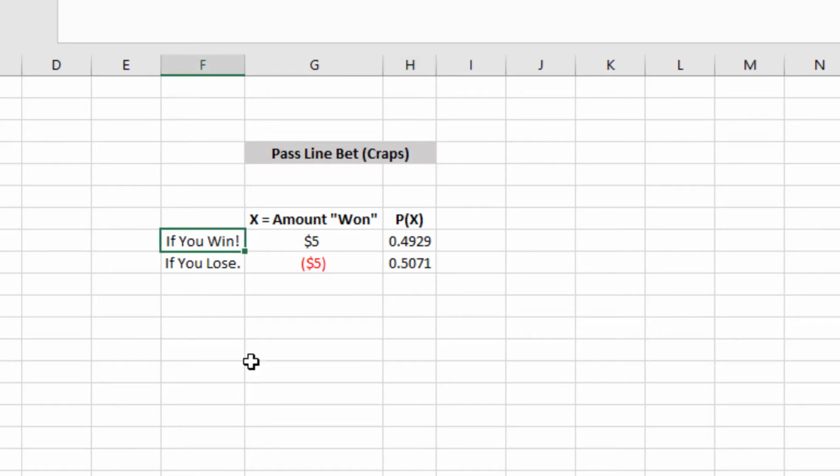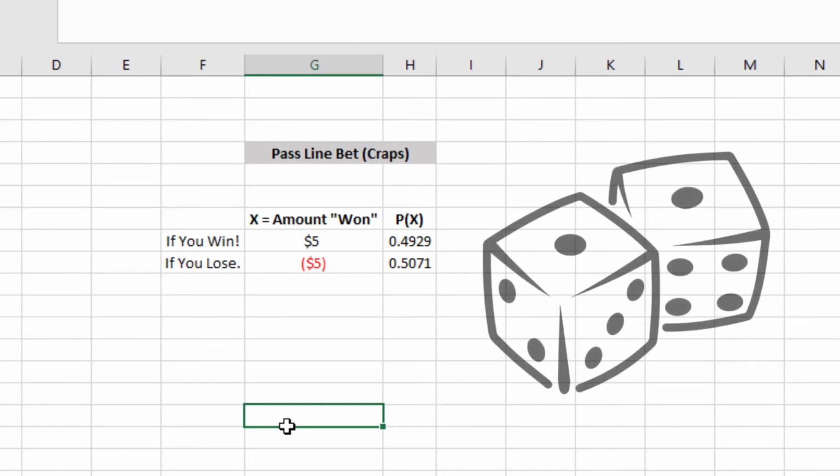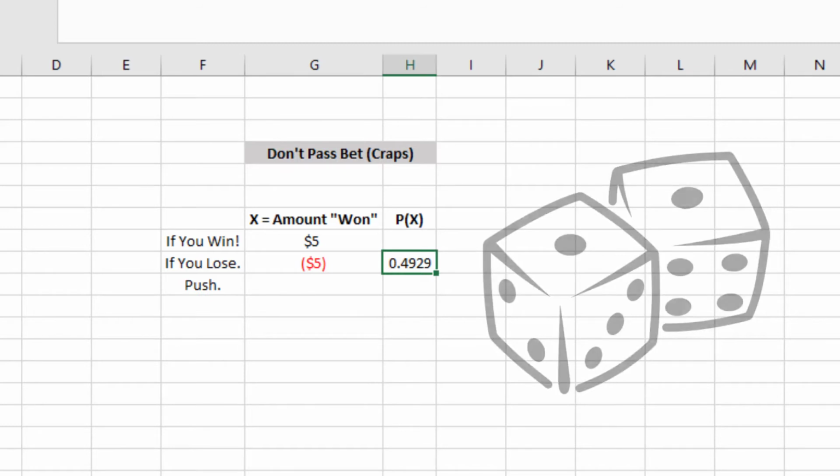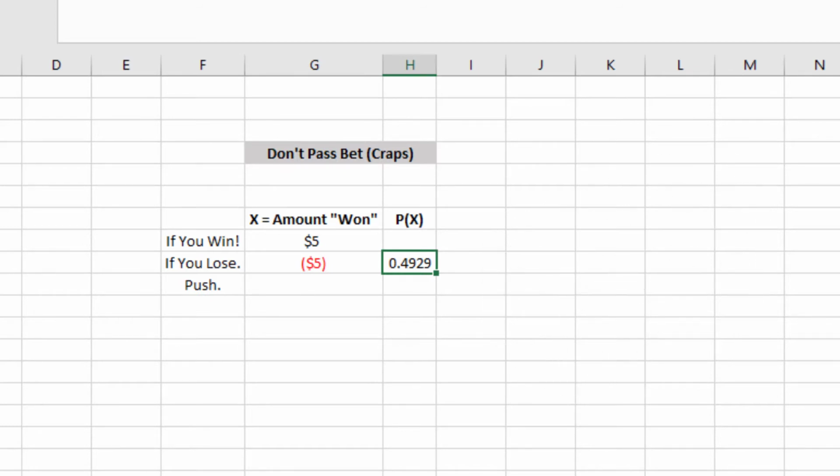Now let's look at some ways to lose over here on the pass line. If you roll snake eyes on the pass line bet, you lose. But you would win over here. So that chance of snake eyes, which is only 1 in 36, is about 2.8%. We know that the chance of winning is at least 2.8% because it involves snake eyes.